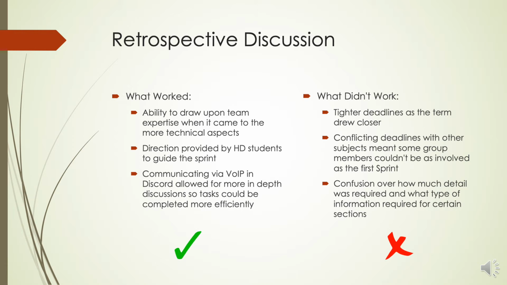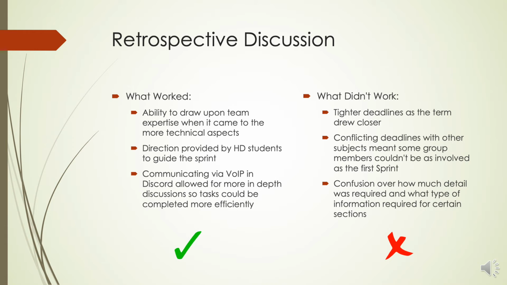A few things, however, didn't work so well: shorter deadlines due to the encroaching end of semester. While the group spent a couple of weeks on the first sprint, we realized we didn't have as much time for the second, due to the end of term. This put a bit more pressure on the group to complete the task faster. On the topic of deadlines, another issue faced was conflicting deadlines with other subjects, which meant that some group members weren't able to be as involved as they had been in the first sprint, which in turn meant that all team members began to feel a bit more pressure to get the task done on time.